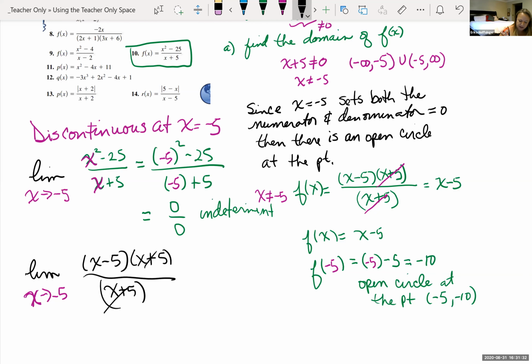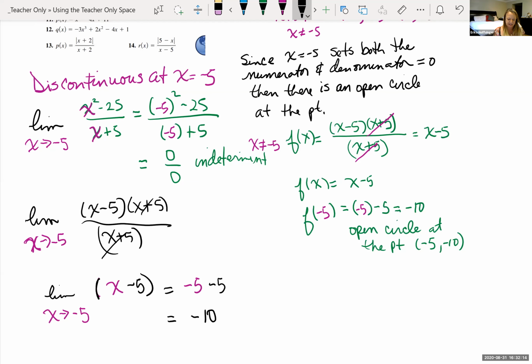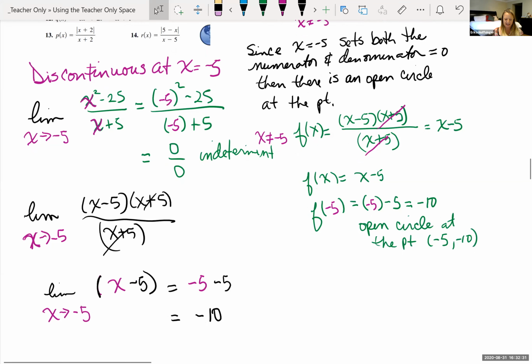So now if we cancel like factors, this would be equivalent to looking at the limit as x approaches negative 5 of just what's left, which is x minus 5. And so plugging in negative 5 wherever we see an x, we get negative 5 minus 5, which gives us negative 10. Okay, so the limit as we approach x equals negative 5 on the left and the right equals negative 10. But if you look at the graph, there's actually an open circle. The y value is getting closer and closer to negative 10, but not including it.